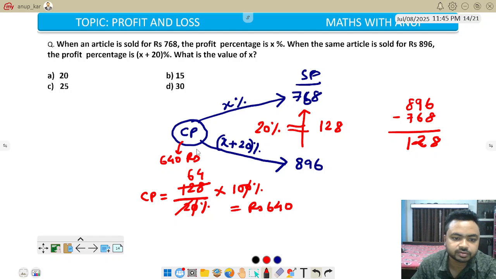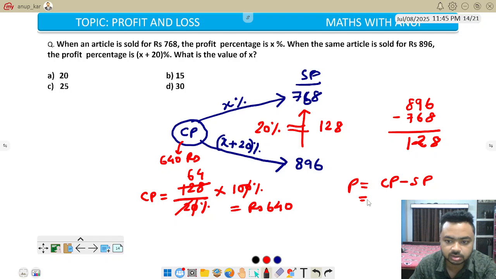So what is the difference between the cost price and the selling price? The difference between the cost price and the selling price is nothing but the profit. So my profit will be equivalent to the selling price minus the cost price. So the selling price is 768 minus 640. How much will it come out to be?